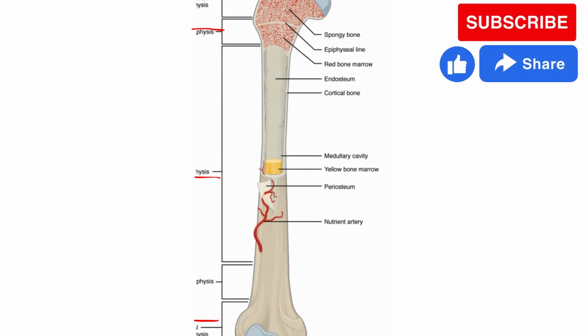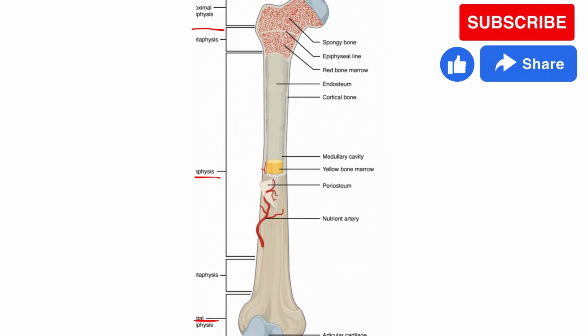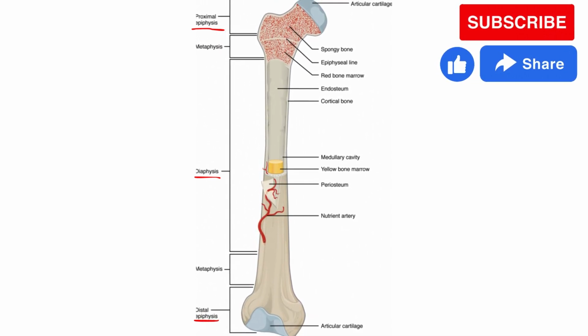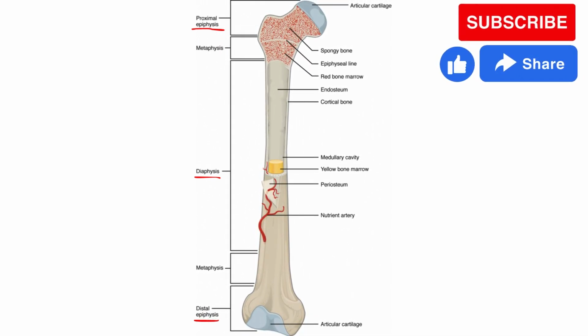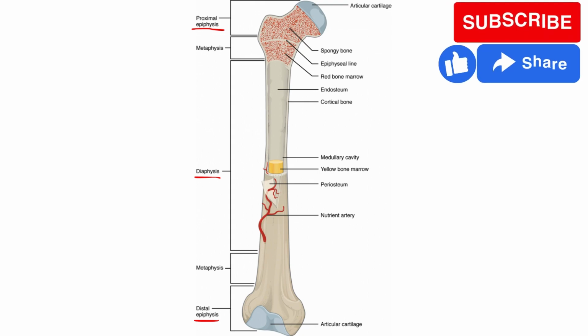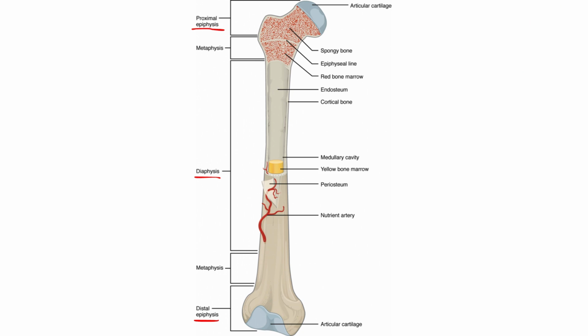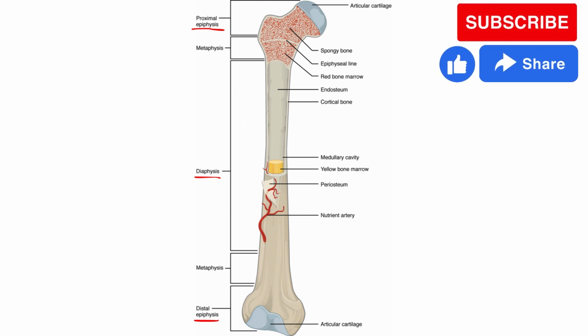The structure of a typical long bone consists of a shaft called the diaphysis and two ends known as epiphyses. The diaphysis is made of compact bone which provides strength, while the epiphyses are composed of spongy bone which helps reduce weight and cushion joints. The outer surface of bones is covered by a tough membrane called the periosteum, which contains blood vessels and nerves.